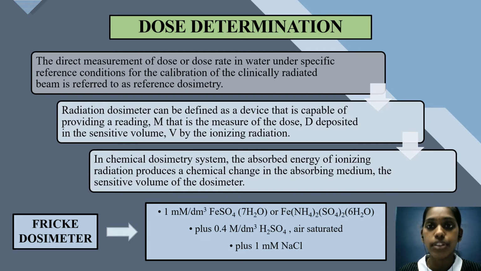A radiation dosimeter can be defined as a device that is capable of providing a reading that is the measure of the dose deposited in the sensitive volume by the ionizing radiation. In a chemical dosimetry system, the absorbed energy of ionizing radiation produces a chemical change in the absorbing medium, which is the sensitive volume of the dosimeter. The amount of chemical change produced is used to determine the measurement of absorbed dose.